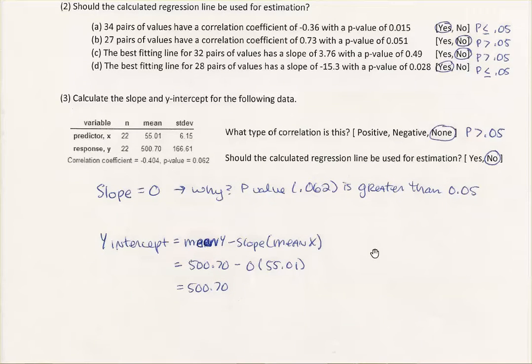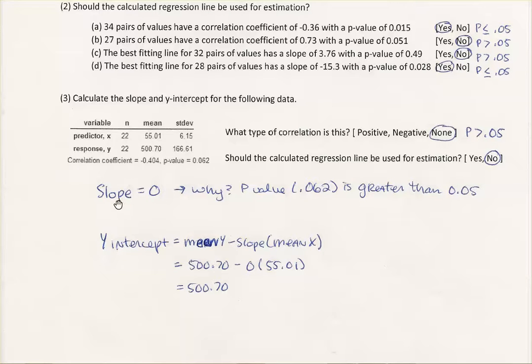So calculate the slope and y-intercept of the following data. What type of correlation is this? Well, if you look at this p-value of 0.062, it's greater than 0.05, so it's not a correlation. It's so close to 0. Should the calculated regression line be used? Well, because that p is greater than 0.05, no. But we're going to go ahead and find it anyway.